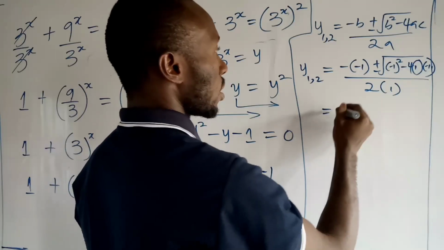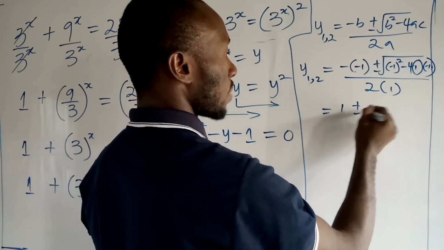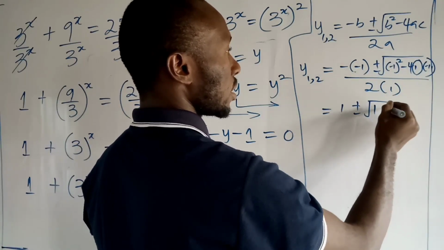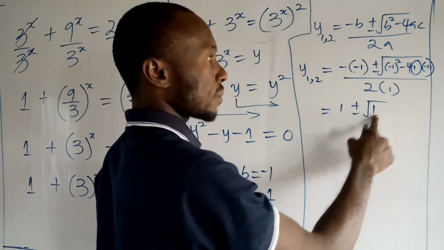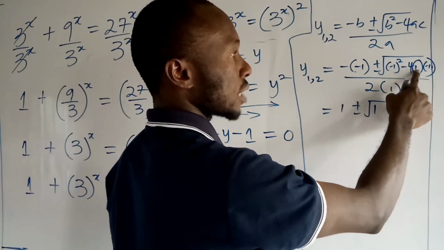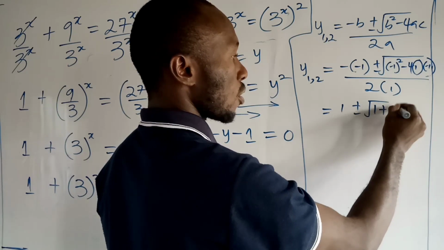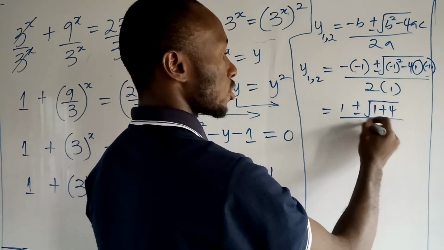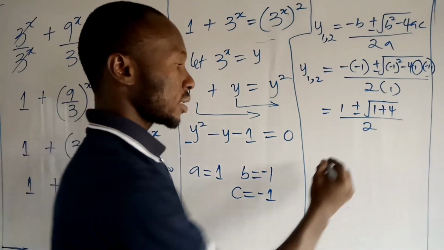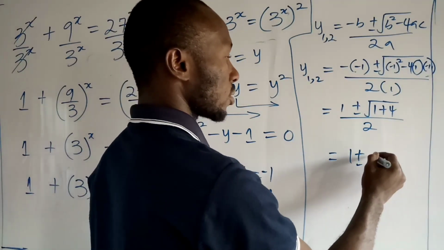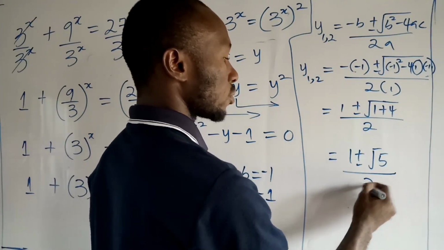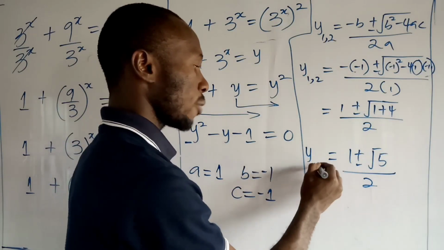So here it becomes positive 1 plus or minus the square root of 1 squared, which is 1, minus 4 times 1 times minus 1, which is going to give me plus 4, all over 2. So at this point, it's going to become 1 plus or minus the square root of 5 upon 2. So that is the value of y1, 2.